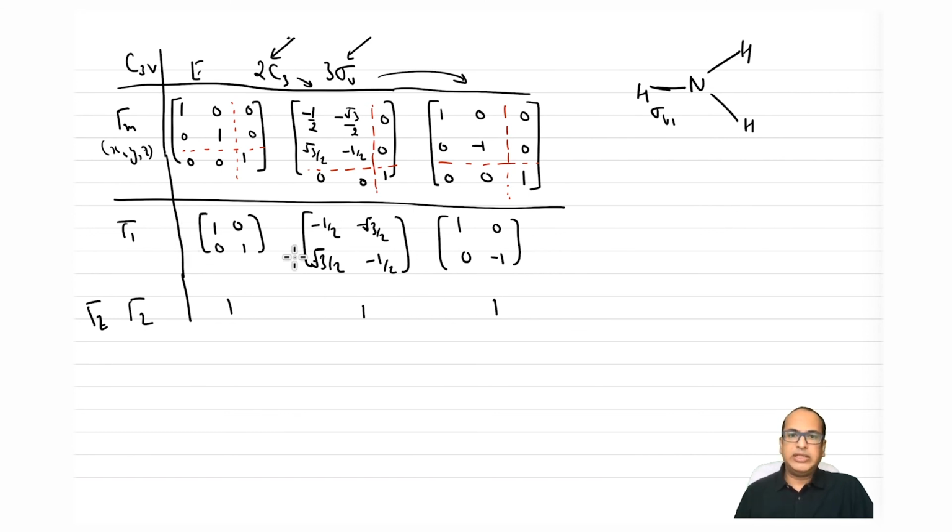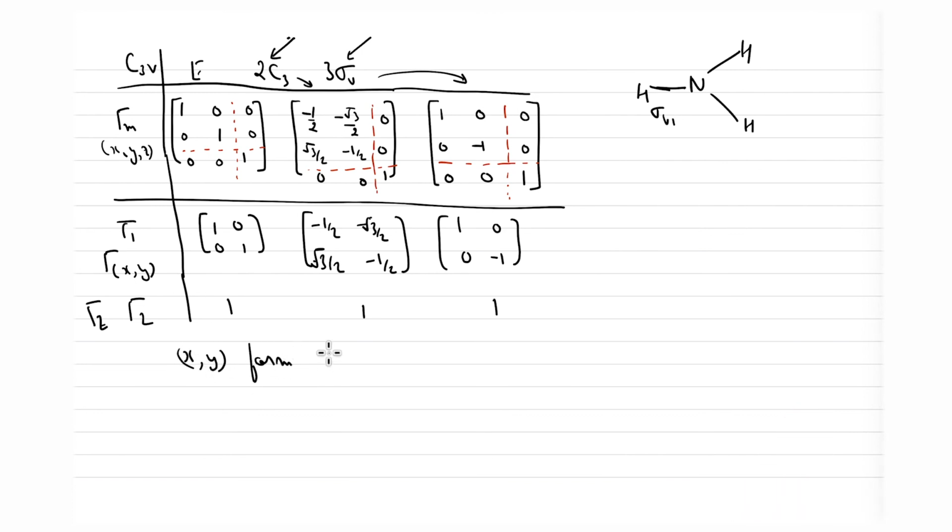And this one, we will see later how to find the basis sets, but this one is a 2-dimensional matrix, and you cannot reduce it further, and the combined basis for this is x comma y. I'm writing x comma y because in this particular case, XY forms a degenerate pair. Why does this happen? Because X and Y cannot be separated in this particular point group.